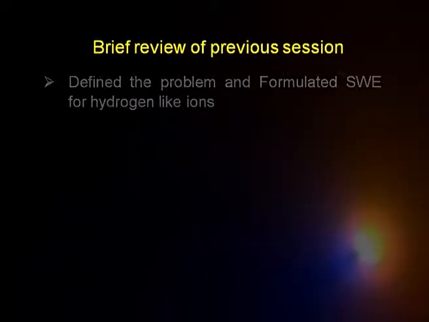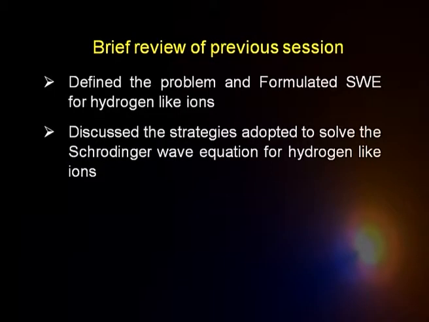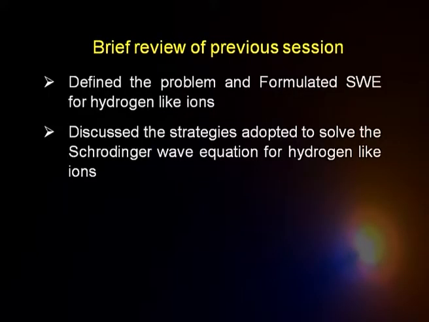You would recall that we basically started by defining the problem of hydrogen-like ions, and then we formulated a Schrodinger wave equation for it. Thereafter, we discussed the strategies, because the Schrodinger wave equation happened to be quite complicated and could not be solved in the Cartesian coordinate system. So, we discussed how to get over that, and in the process we went from the Cartesian coordinate system to polar coordinates, and then we used separation of variables and things like that. We discussed all those strategies.